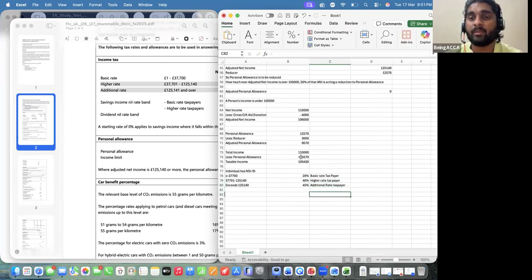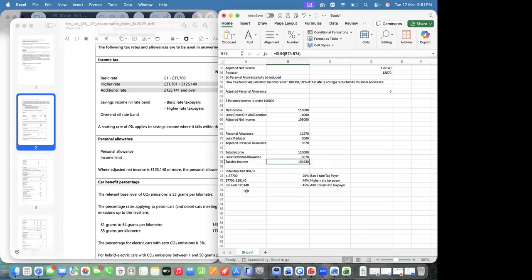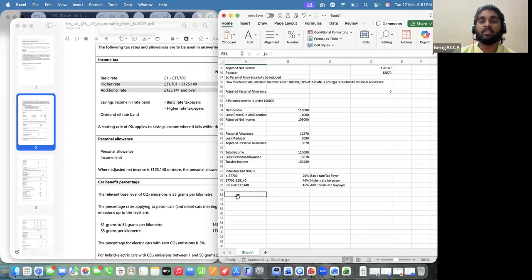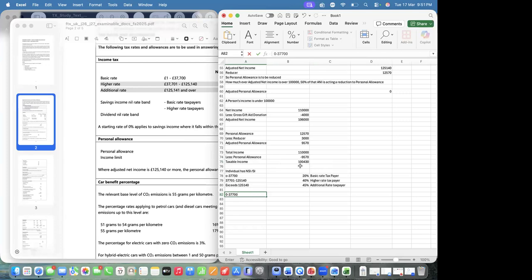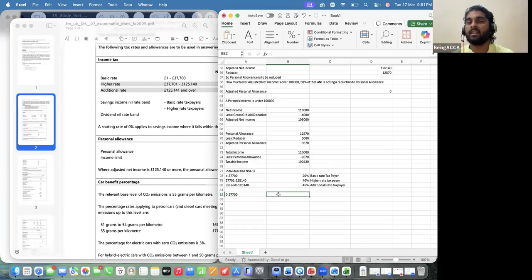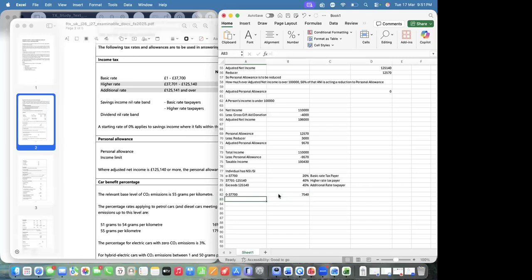Let's take the same example of this person. We have identified taxable income to be 100,430, correct? Yes, sir. So what will happen first? 0 to 37,700. He's definitely having income of over 37,700, correct? Yes, sir. So this entirely will be taxed at 20%. So what you can simply do is 37,700 into 20%. Clear? Yes, sir. You have got it.